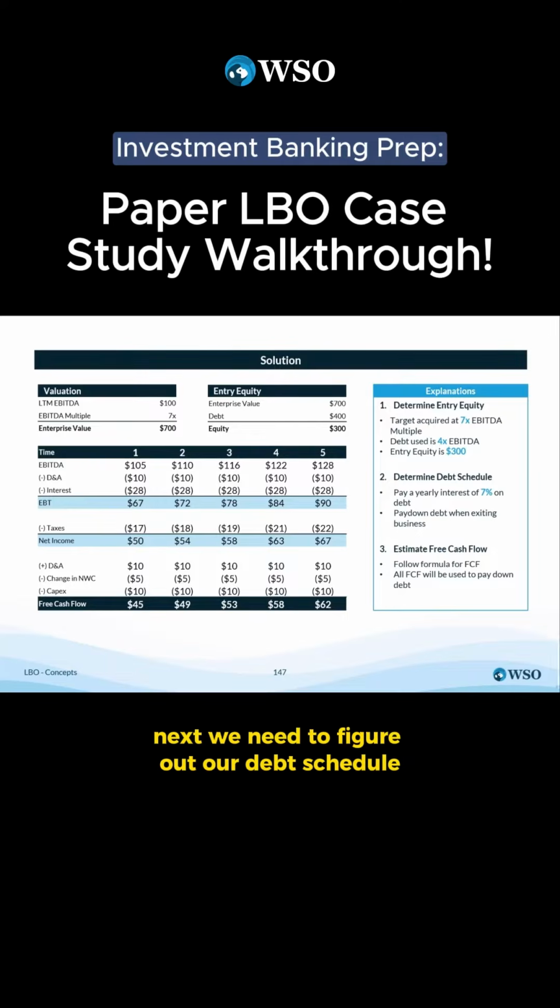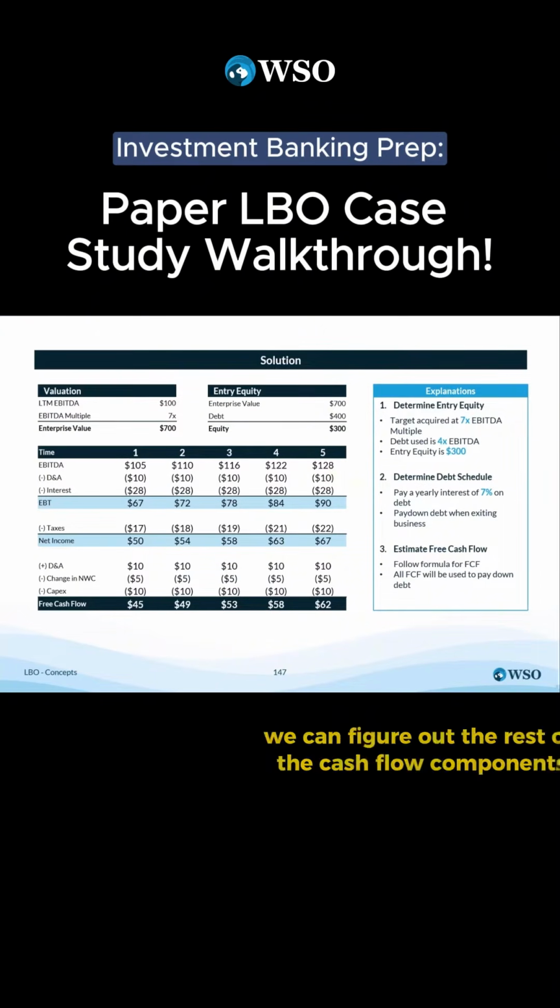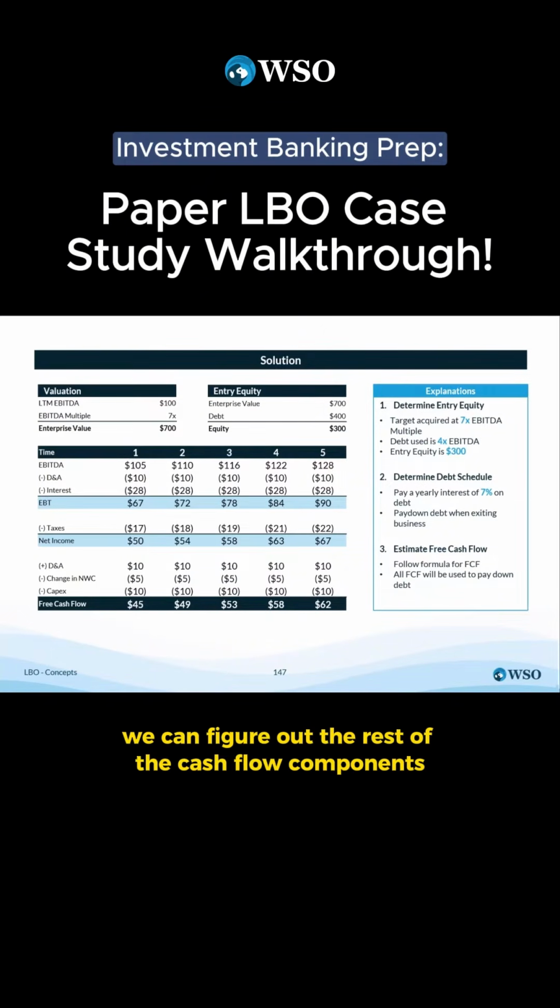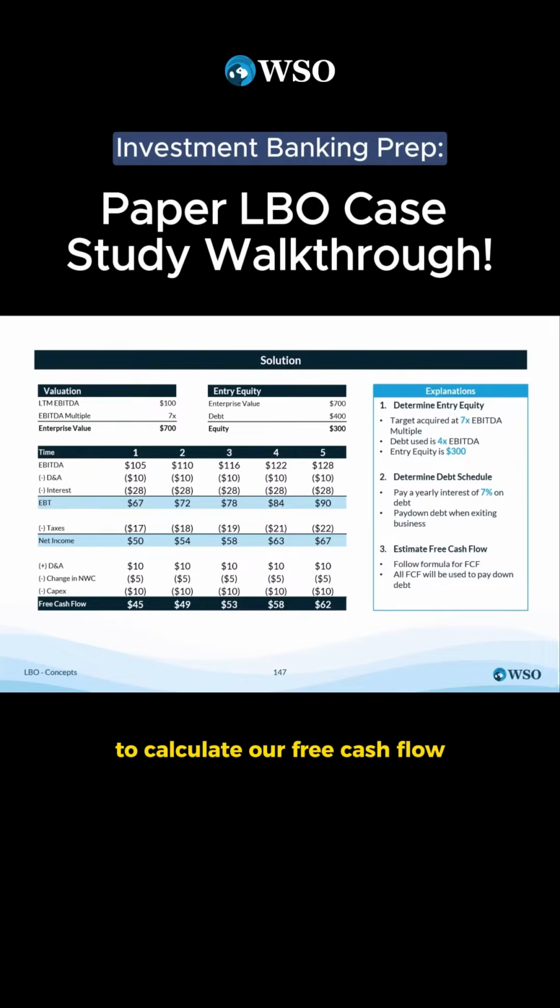Next, we need to figure out our debt schedule. We're told that interest on the debt is 7%. So our annual interest expense will be 7% times 400 or $28. Once we have determined our debt payments, we can figure out the rest of the cash flow components to calculate our free cash flow. Generally, for an LBO model, our cash flow will start with EBITDA.